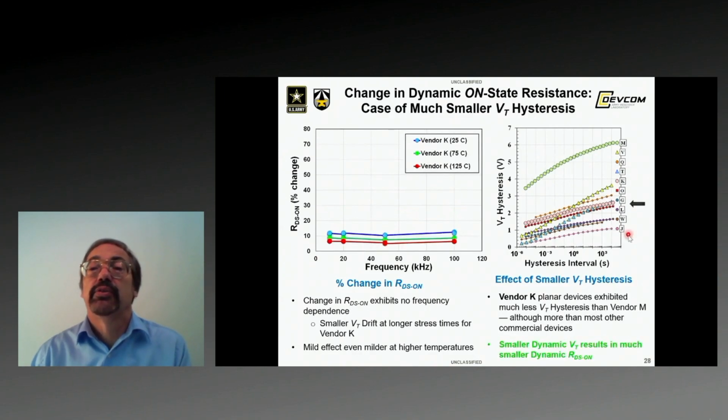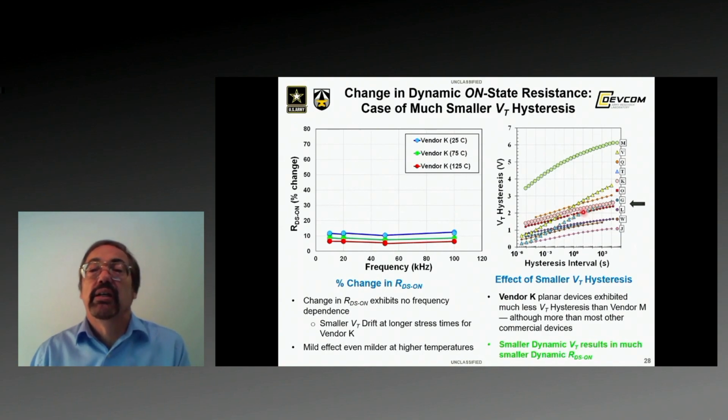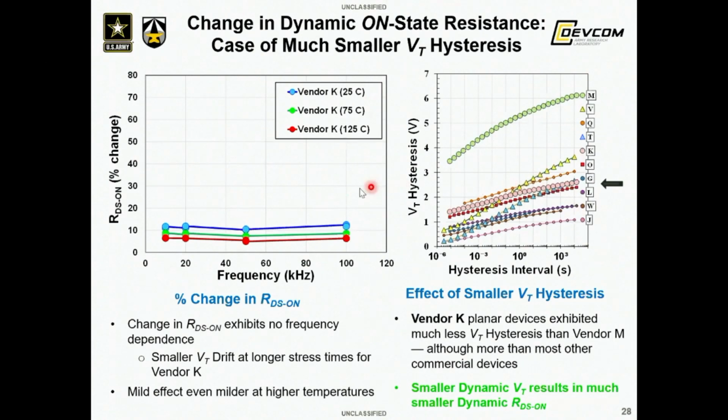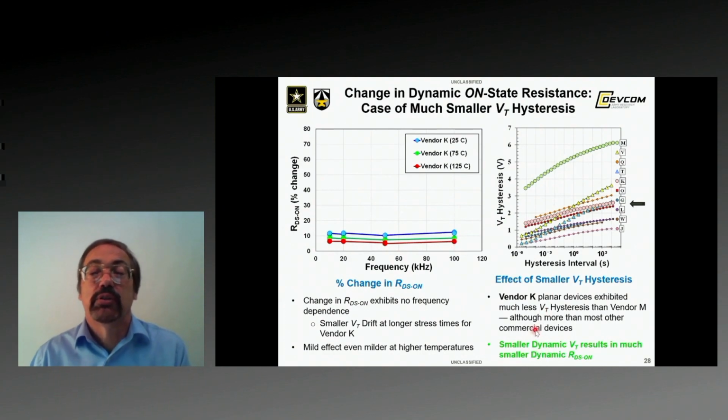Here we're looking at a different example of another planar device. This had one of the worst of the planar devices in terms of VT hysteresis, but much, much smaller hysteresis than the outlier device. And here, when we do the same type of comparison, we basically see no dependence on frequency and a small effect regardless of which temperature, though higher temperature again did make the effect even smaller. So smaller dynamic VT results in a much smaller dynamic RDS on.